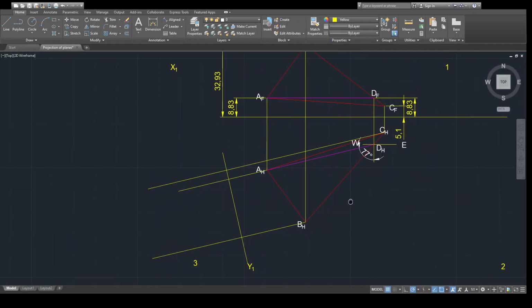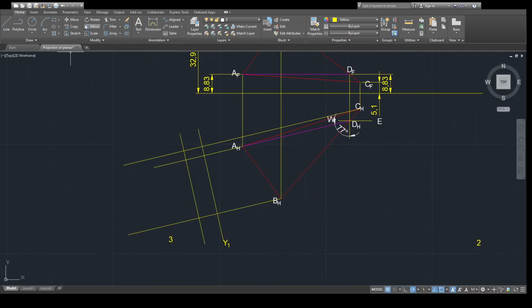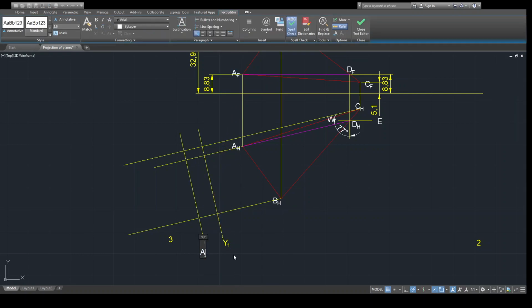Here I don't have a compass, so better I will draw offset lines. So what is the offset distance? 8.83. So I will draw the offset distance 8.83, and this line I need to offset. So this is the locus of point A. I will copy it here so that everyone understands. So this is for A.